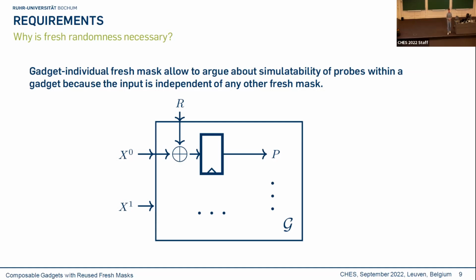Now, if you reuse randomness, the situation might change. Just consider GHPC gadgets, which I introduced yesterday, where one output share is simply the secret value blinded by a fresh random bit. This would now be the first input share to our gadget here, and we would reuse the same random bit in our gadget. We would simply unblind the secret, and the probe could simply observe the secret. So intuitively, we have to make sure that the input is independent of the randomness we use in the gadget, to be able to argue that no single probe is able to unblind the secret at the end.